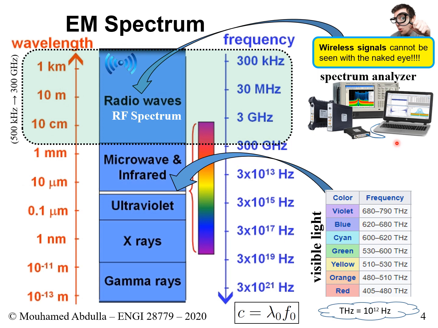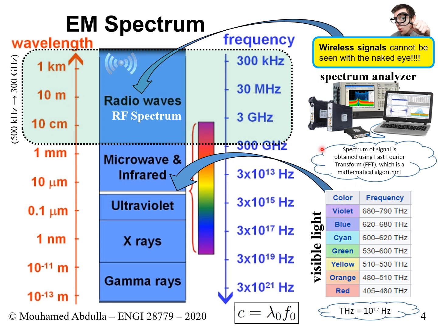The question that one can ask is, well, how does this thing work? This thing here, the spectrum analyzer, how does it work? And the short answer is essentially given to you here. The spectrum of signals is obtained using something called the FFT, or the fast Fourier transform. Now, FFT is essentially a mathematical algorithm. It's just an algorithm that allows you to see it.